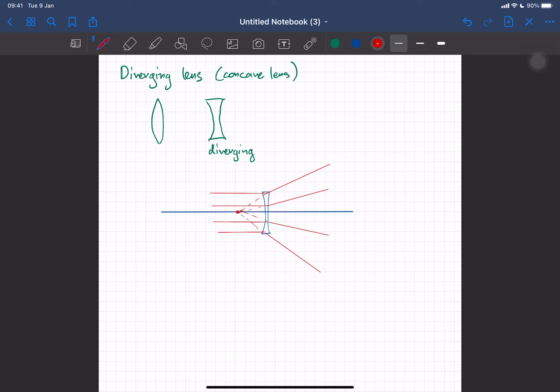And this is the focal point of this diverging lens. And the focal length is the distance between the lens and this focal point. And because of this way that the light diverges away, the focal length of this diverging lens will be a negative number. So let's say f is negative 20 or something like this. Okay, so the sign is also very important here because the sign of the focal length tells you whether it's a converging lens or a diverging lens. So if you have a positive number, then it's converging. If you have a negative number, then it's diverging.